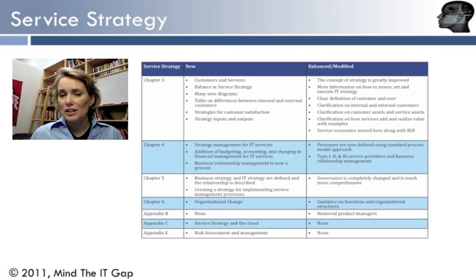So here we see better definition of customers and services, this balance in service strategy, new diagrams, looking at the differences between internal and external customers, strategies for customer satisfaction, and then this section on inputs and outputs. Very key new things we have there. The formal process now, strategy management for IT services, and I mentioned the budgeting, accounting, and charging being added in. In business relationship management, we've improved the concept of strategy, how to use information to establish our strategy, and better definition of the difference between a customer and a user, and it gets into much more around the internal-external view than we had before. So a lot of really good stuff. We also see them integrating some of the cloud into the books, which wasn't addressed in the previous edition.